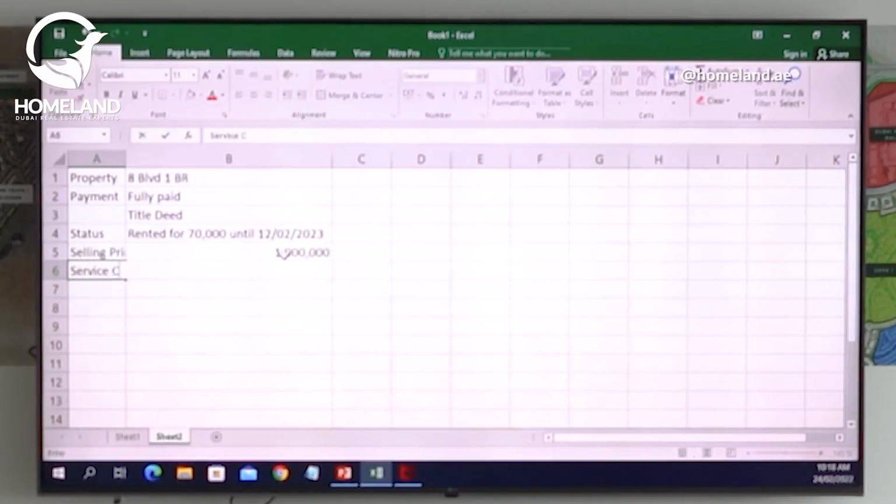Service charge? 19 per square foot. Let's say your size is, for example, 850 square feet, and you are paying 19 dirham per square foot. Let's say your service charge is 16,150. So every quarter it will be approximately 5,300. Let's say this amount has been paid until the end of March.